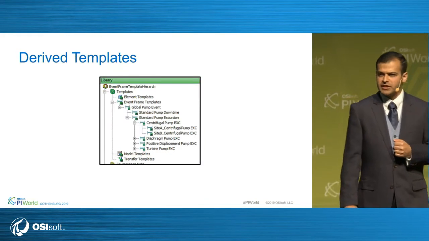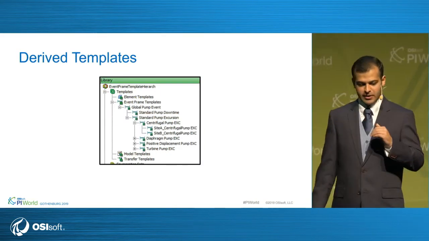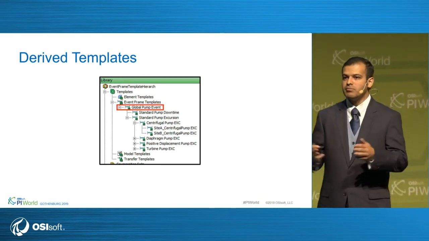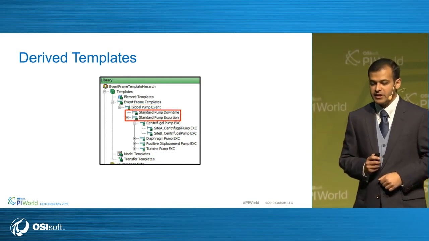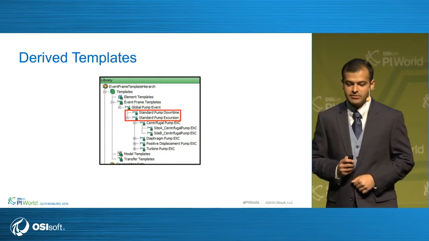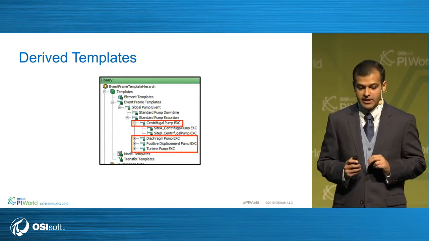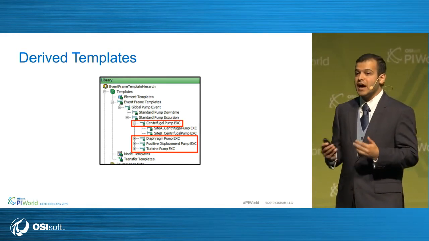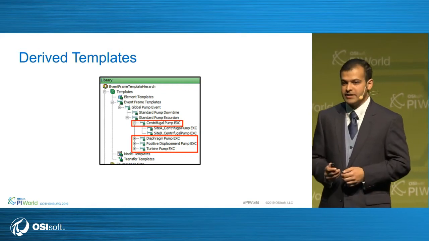So derived templates, if you look up on the screen, you could see that there is a hierarchy. You have your event frame templates, and within that you have global pump events, all the pumps you have. Then you have something underneath it, standard pump downtime, standard pump excursion. So you are capturing two different types of events. Then you have your different types of pumps. You have centrifugal pump, diaphragm pump, turbine, and so on.